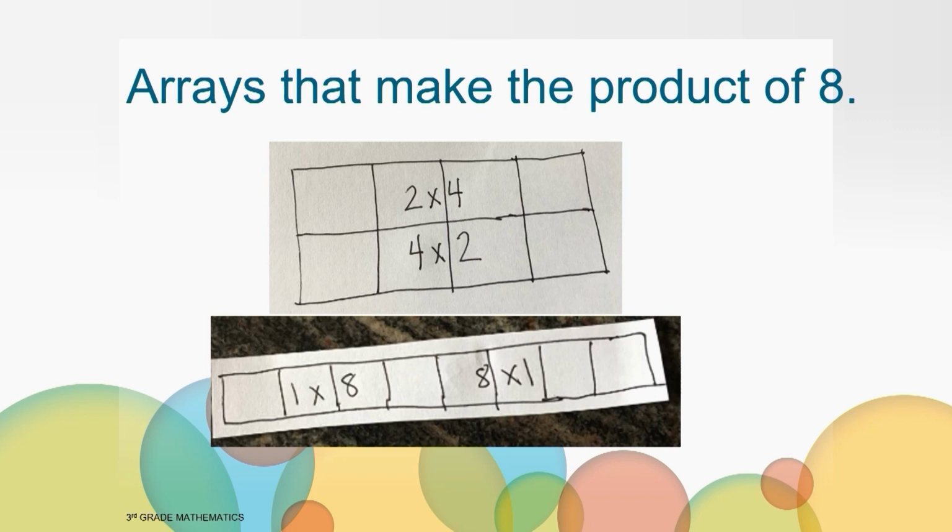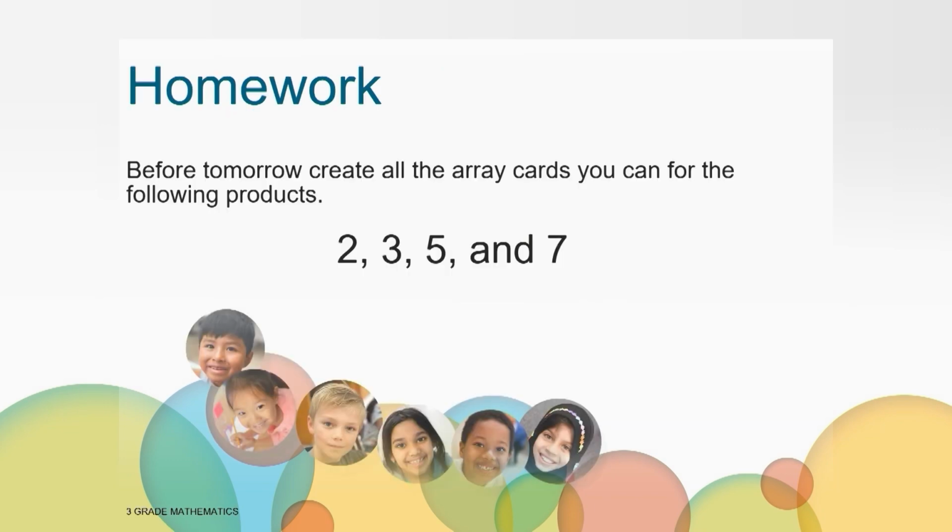Today, we created the 2 possible arrays that make a product of 8. The first using the factors of 2 and 4, the second using the factors of 1 and 8. So here's your task for tomorrow. You'll need to create all of the array cards you can for the following products: 2, 3, 5, and 7.